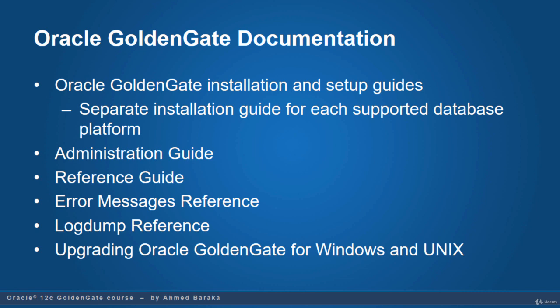In addition, we have the error message reference, which describes all the error messages returned by the Oracle GoldenGate interfaces. Logdump reference describes all about the logdump utility. You will learn about logdump in a separate lecture. There is also a document about upgrading Oracle GoldenGate in Windows and Linux platforms. This list is just an example of the available documentation. You can get the full list of the documentation from the internet.